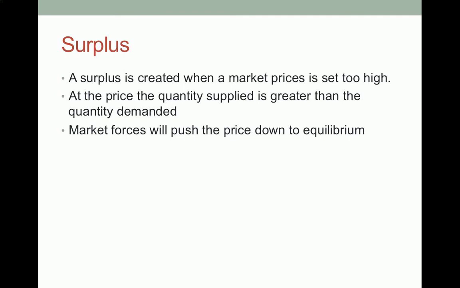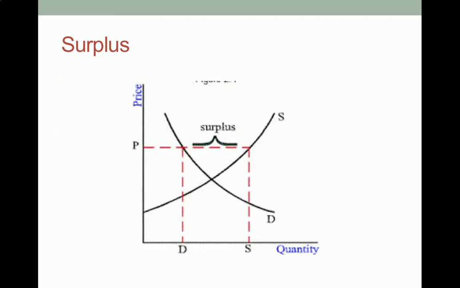Surpluses, on the other hand, are created when a market price is set too high. So at that price, the quantity supplied is greater than the quantity demanded, and eventually market forces are going to push the price down to the equilibrium price. And here is a situation where we have an equilibrium quantity and equilibrium price, but the price that was set was too high.